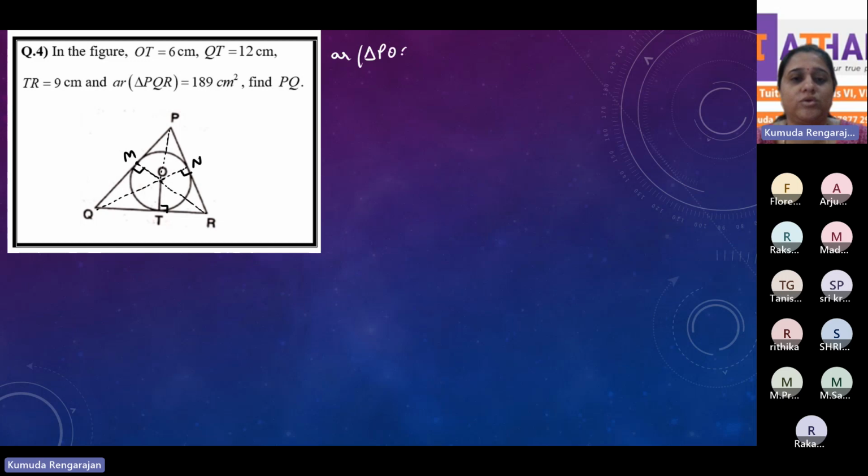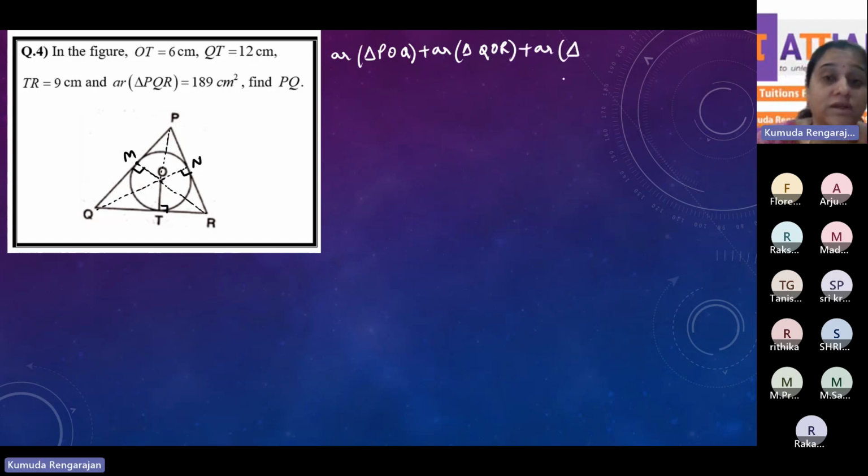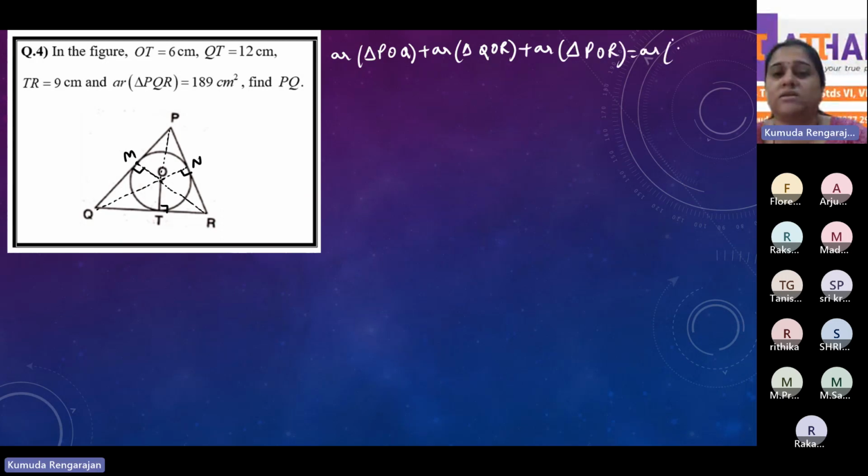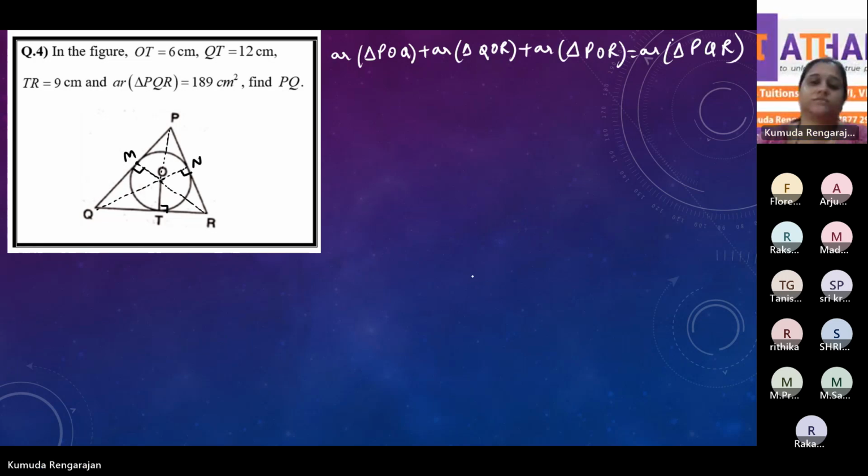Area of triangle POQ plus area of triangle QOR plus area of triangle POR is equal to what, children? Area of the whole triangle PQR. Area of the whole triangle PQR is equal to area of the whole triangle PQR.